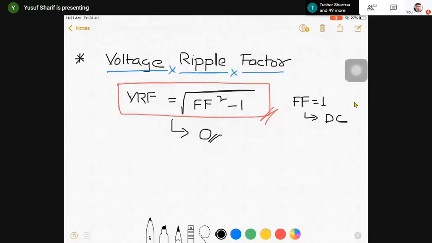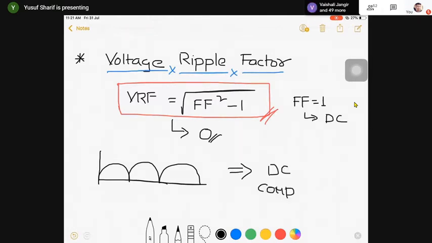Okay, fine. Before that, I'll give you a hint. So this is the waveform we have. And this waveform has both a DC component as well as an AC component. The waveform I have drawn is not pure DC. It has some DC component as well as an AC component. Is this okay? Yes, sir.